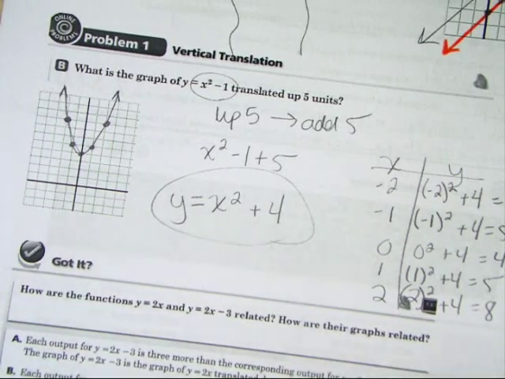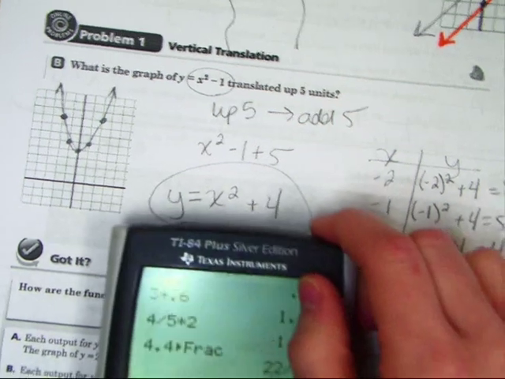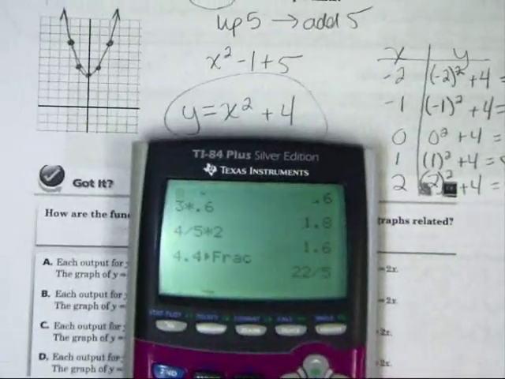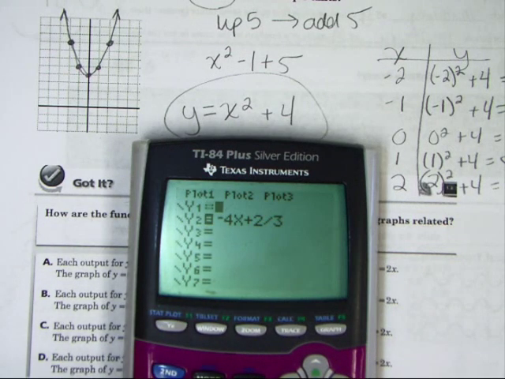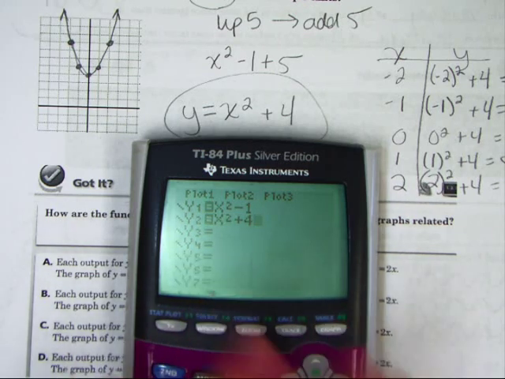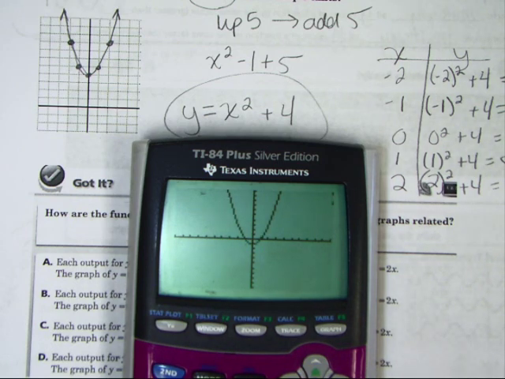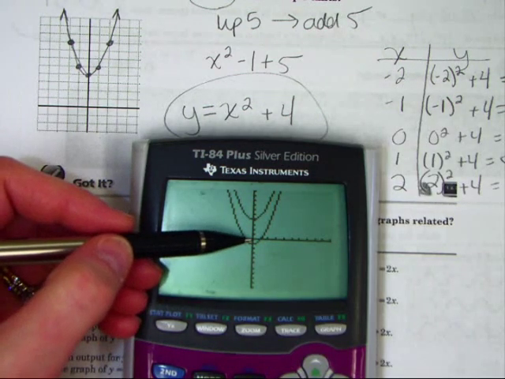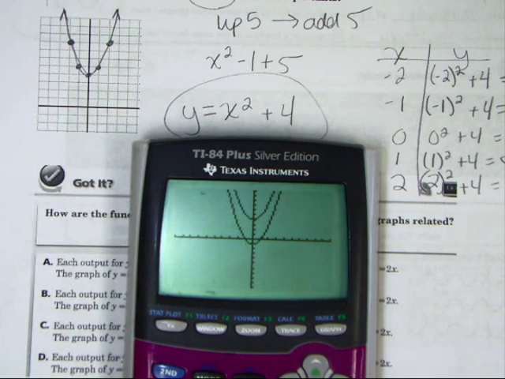Now if I graph on my graphing calculator, it might benefit you to see both of them graphed, and that's going to be easy to do on my graphing calculator to show you the difference. Okay, the first one was x squared minus 1, right? The second one we found was x squared plus 4. When I hit graph, look at them. There's the first one, there's the other one. You can see how it has just been shifted up 5 units. If you count them, you can see 1, 2, 3, 4, up 5 units.